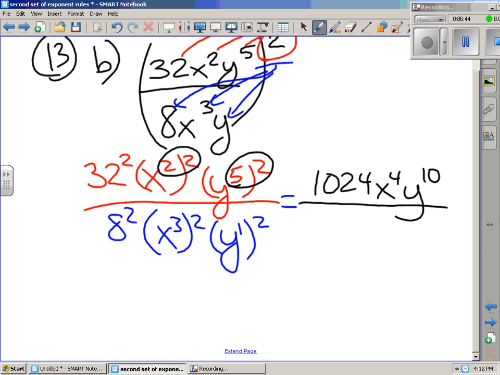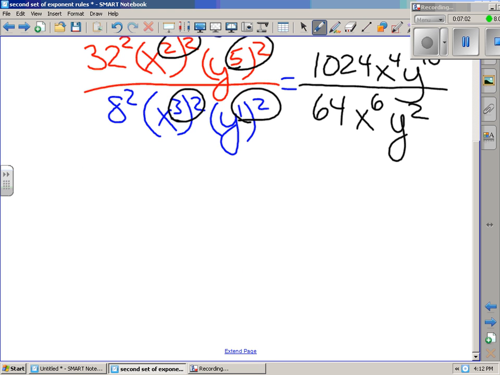In the denominator, we take 8 and we square it, and we get 64. And then we take x to the third to the power of 2, power to a power you multiply. We do it again, and we get y to the second. The next step we need to take is simplification.